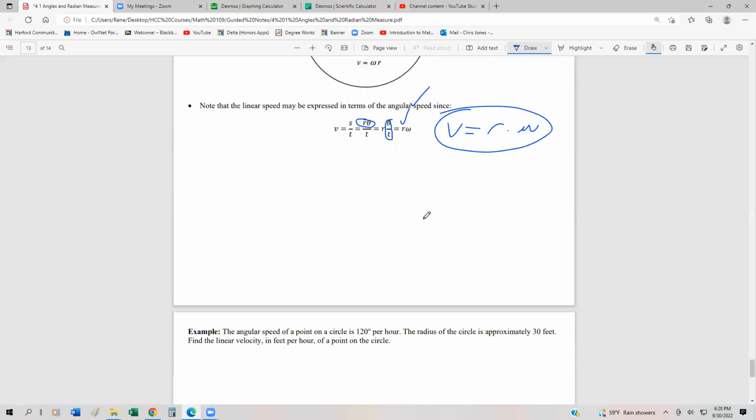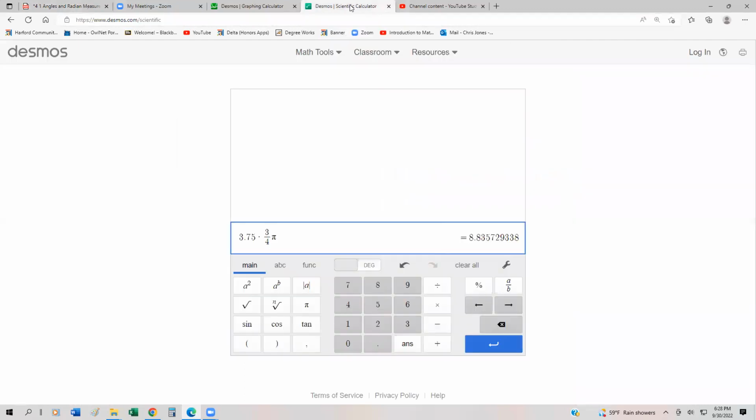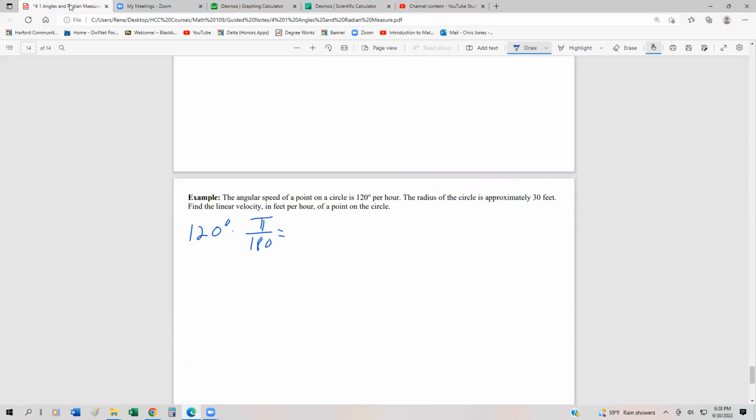So first of all, let's convert: 120 times pi over 180. In our calculators we should see this one is going to be 2 pi thirds. We've seen this one a lot, but of course we can always go into our calculators. We do 120 divided by 180, and that gives us 2/3, or 2 pi thirds. So that's going to be 2 pi thirds, and the unit for this is going to be radians per hour. Okay, so that's the time, it's per hour.